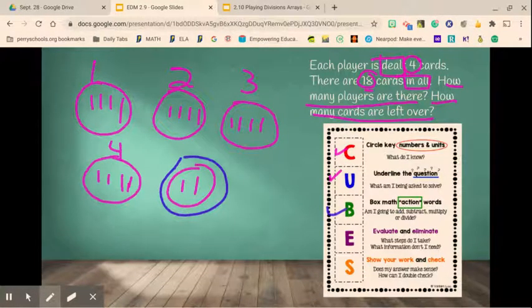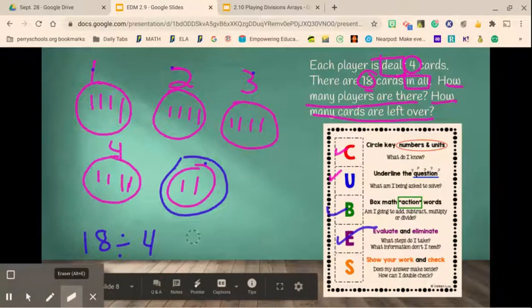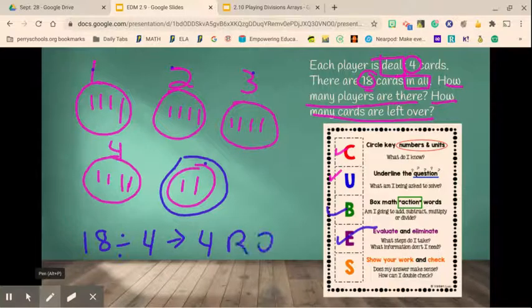So my question says, how many players are there? There's 1, 2, 3, 4 players. How many cards are left over? That is 2. My number sentence for this is going to be 18. I start with how many I have, divided by groups of 4, and that equals, actually it doesn't equal it, it leads to, or it results in, so I'm going to do my arrow, 4 people with a remainder of 2.